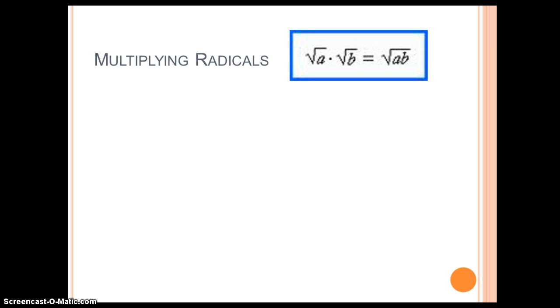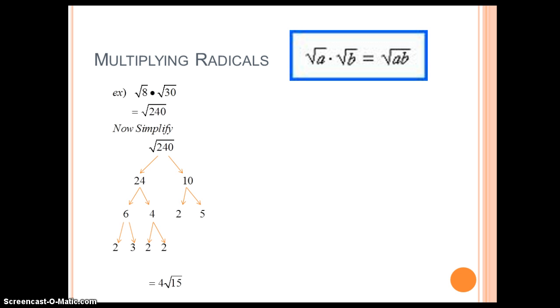Now multiplying radicals. When I multiply radicals, I'm going to multiply the outside by the outside and the inside by the inside. So let's look at our first example. When I multiply the square root of 8 times the square root of 30, I'm just saying 8 times 30 is 240, so I get the square root of 240. But we never want to leave a radical in non-simplified form. So we're going to simplify 240 by breaking it down into its prime factors, and we get 4 square root of 15. Take a moment if you need to, pause the video, and make sure you understand how to simplify.